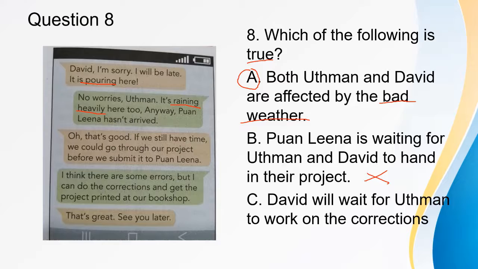Look at this one: I think there are some errors, but I can do the corrections. So who will do the corrections? David, and get the project printed at our bookshop. So C is wrong. David will not wait for Usman. David will do the corrections on his own. So the answer for question number 8 is A. Correct or not, class? Yes, then we move on. So here is the end of section part 1. Part 1 consists of 8 questions.